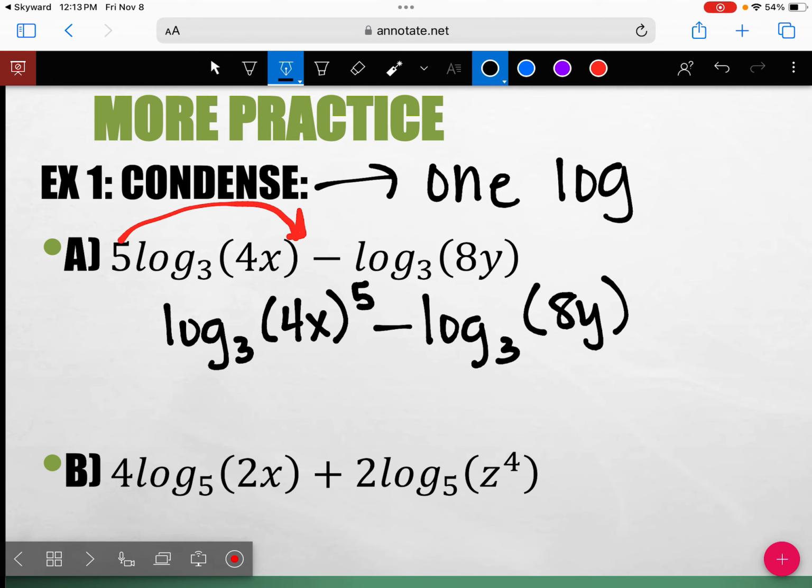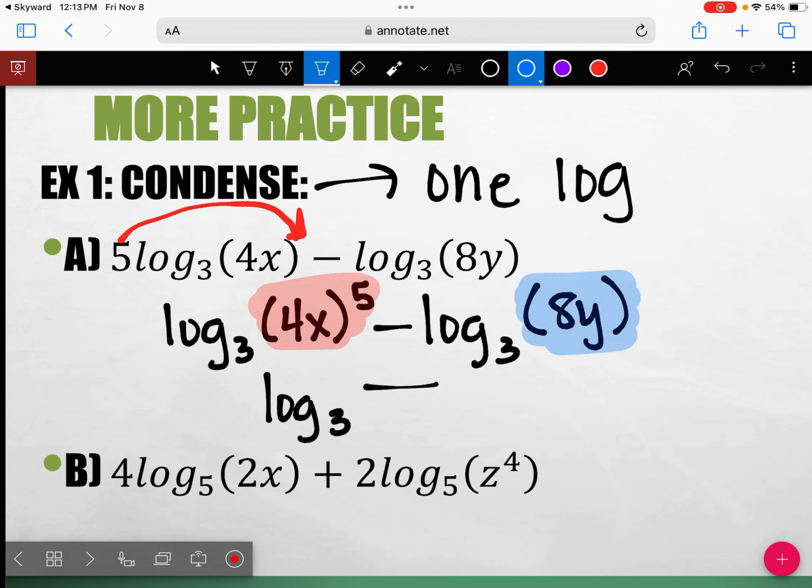So we have a subtraction in between our two logs. How do you condense subtraction? With a fraction. Good. So now I'm going to write log base 3, and I'm going to make my fraction. This is my numerator of my fraction, and this will be my denominator of my fraction. So my numerator will be 4x to the power of 5, and my denominator is 8y. And that is fully condensed. When it's fully condensed, there should only be one log. That's it. That's all there is to it.